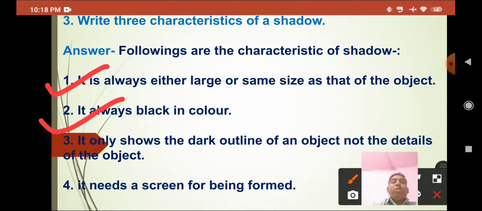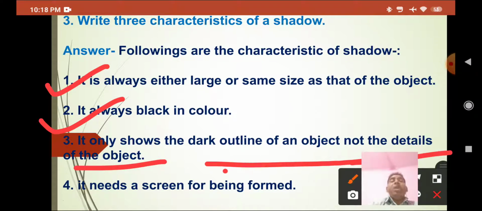It shows only the dark outline of an object, not the details of the object. What the object is made of, whether it is rubber or any metal, how strong it is, whether it is soft or hard, it does not tell about that. It only shows the outline. The fourth one is that it needs a screen to be formed. A screen is needed.